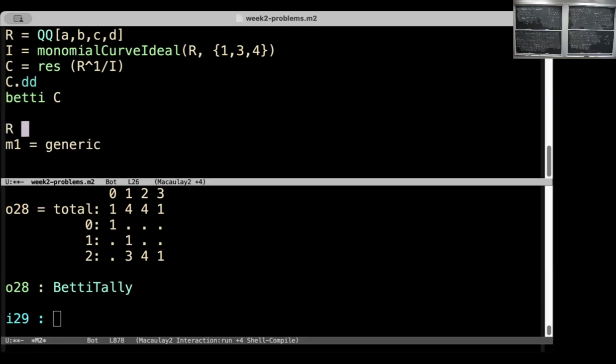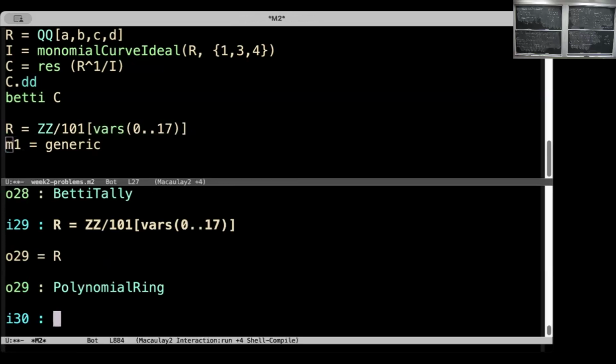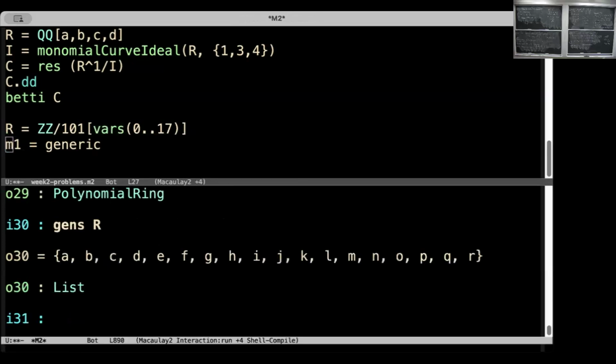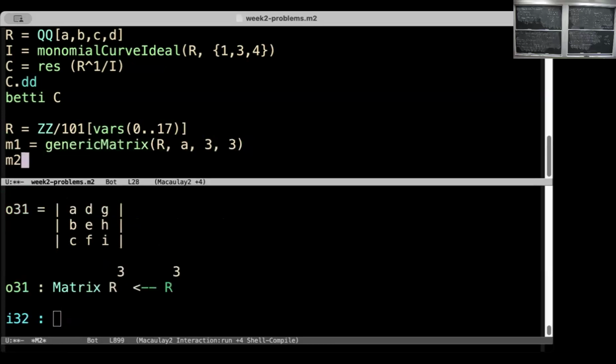Let's do a ring. I'm just going to do it over a finite field because I like finite fields. We're going to take 18 variables. If I do gens of R, I see A through R are the variables. I'm going to take a generic matrix in R, starting with the variable A, a 3 by 3 matrix. And M2 is equal to a generic matrix.